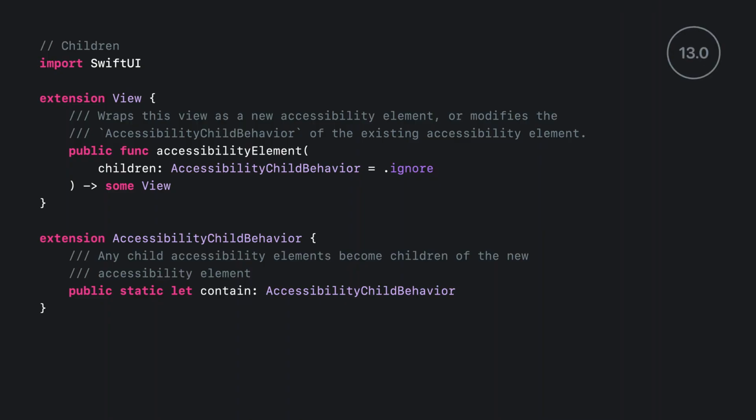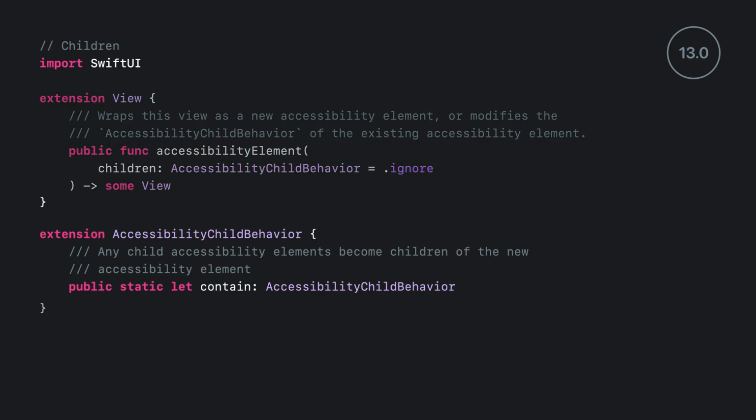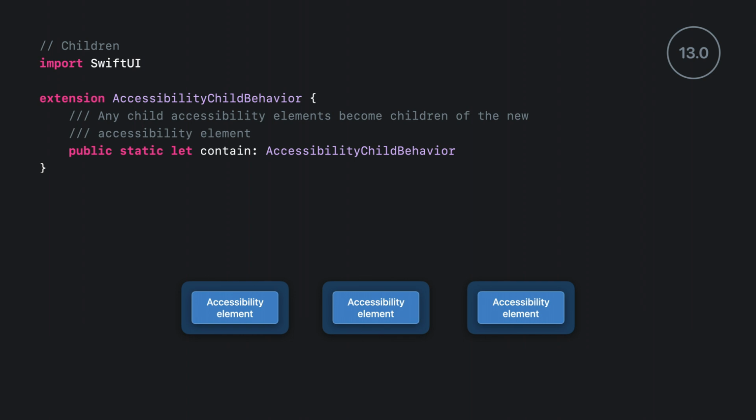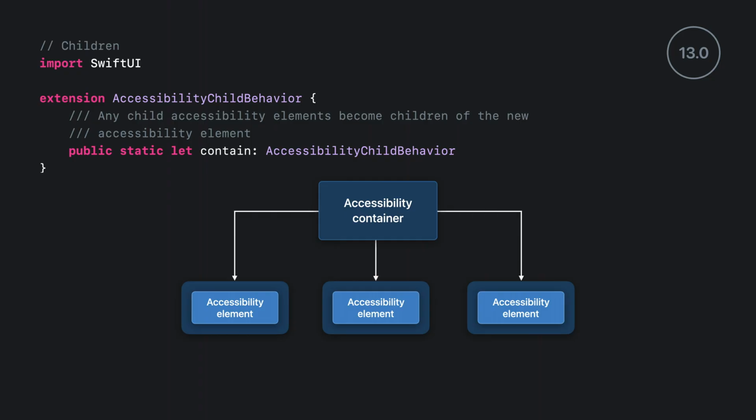Next, let's discuss the relationship between children and accessibility containers. As you may recall, accessibility elements can be wrapped together in a group as children of an accessibility container. This is done with the accessibility element modifier and the contain child behavior. In case you're unfamiliar, the contain child behavior can be used to create an accessibility container, which wraps existing accessibility elements as children. But what if instead you have an accessibility element and you want to set its children?